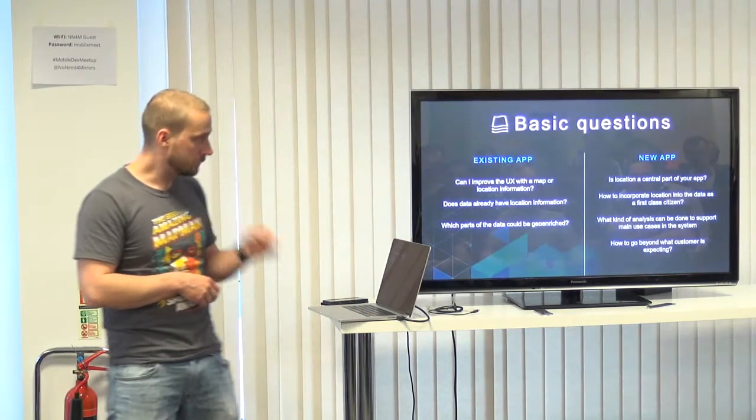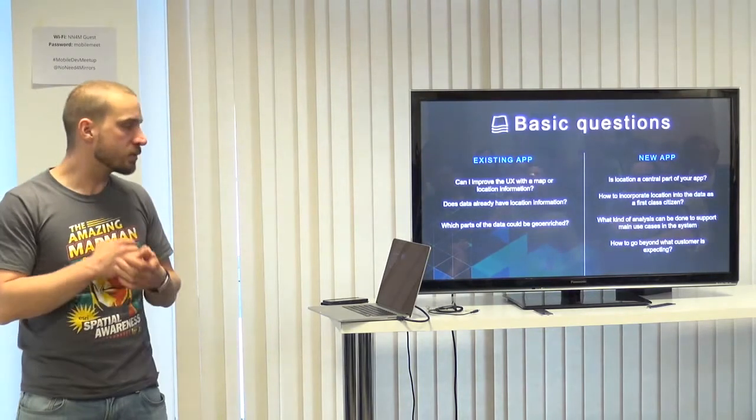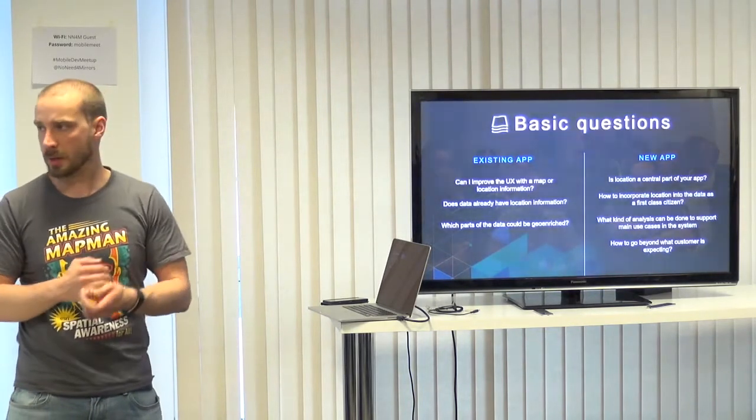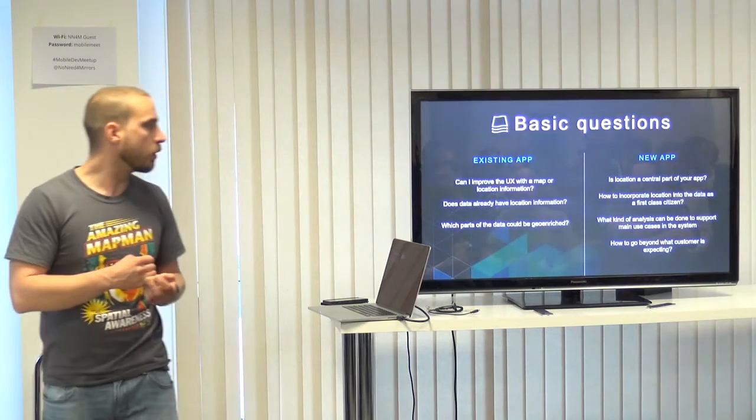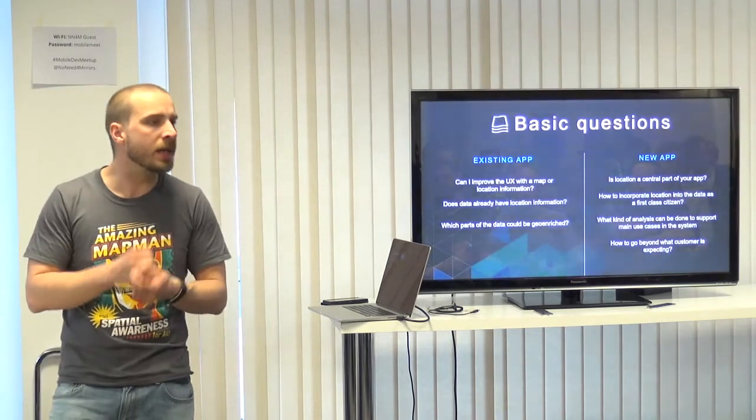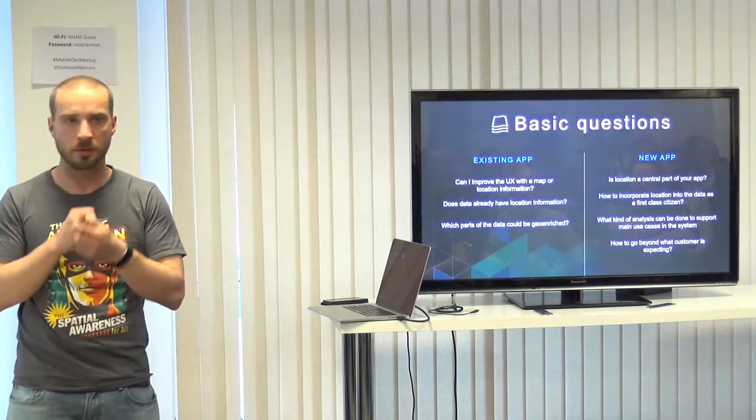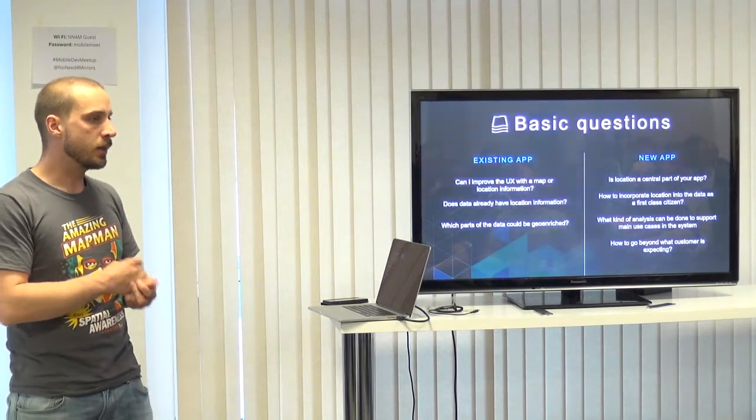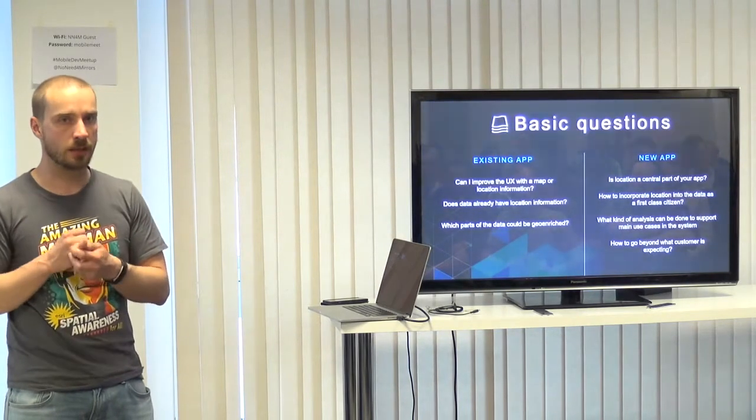With new apps, is the location somehow in the central part of your application? And if it isn't, can you make it so? Even if you are not using the location right at the moment for many different purposes, it's still really relevant to get the information there because you can use that later on.